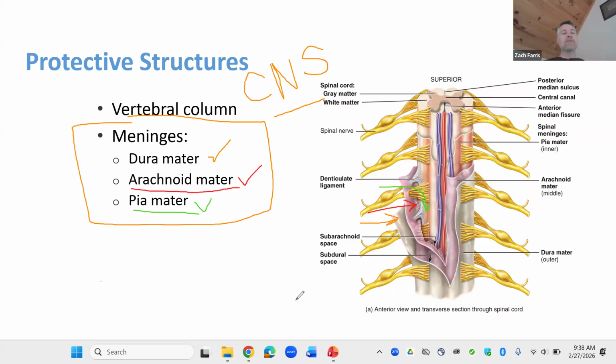Three protective layers. Mater literally translates to mother. They wrap around like a mother protecting a newborn. That's sort of the idea here. Mater means mother, a protective mother covering. And then each one of these prefixes means something else. Dura is very durable. It's on the outside. It's really, really tough. Pia, the last one, the innermost layer, means delicate. And then arachnoid means what you think: spider mother.